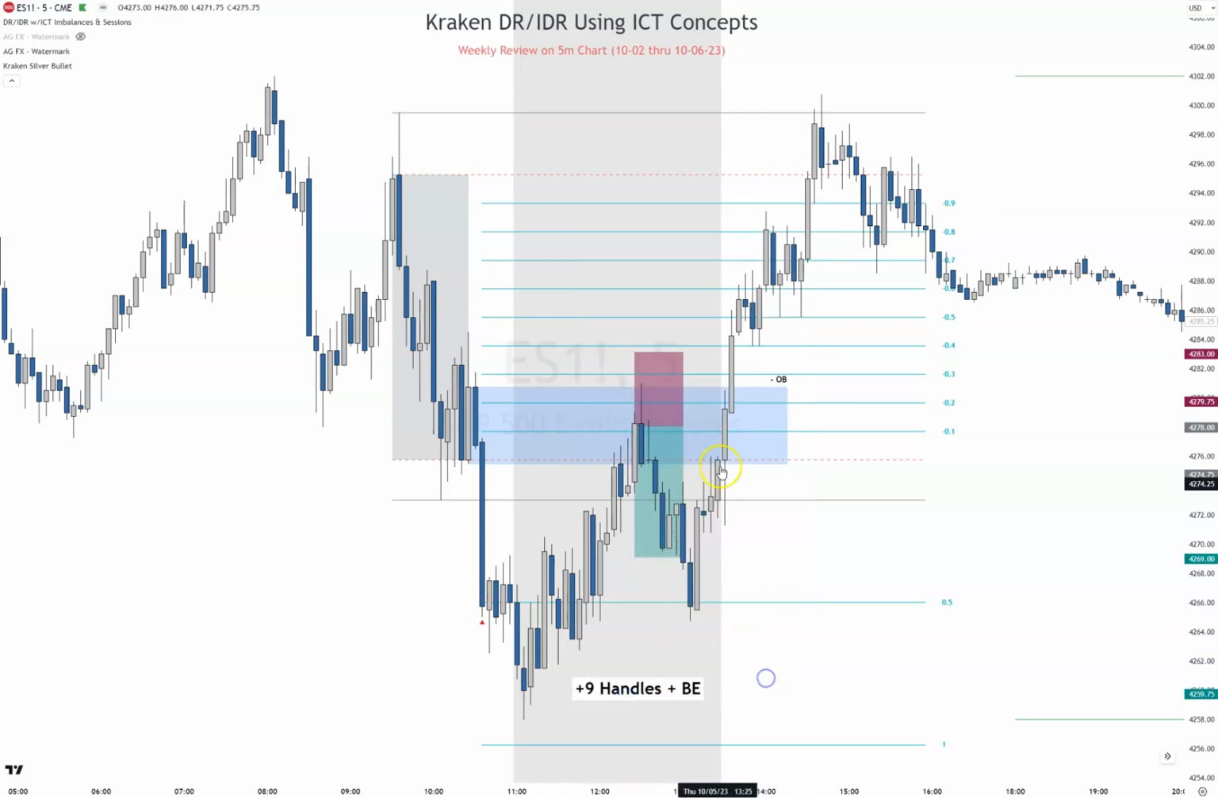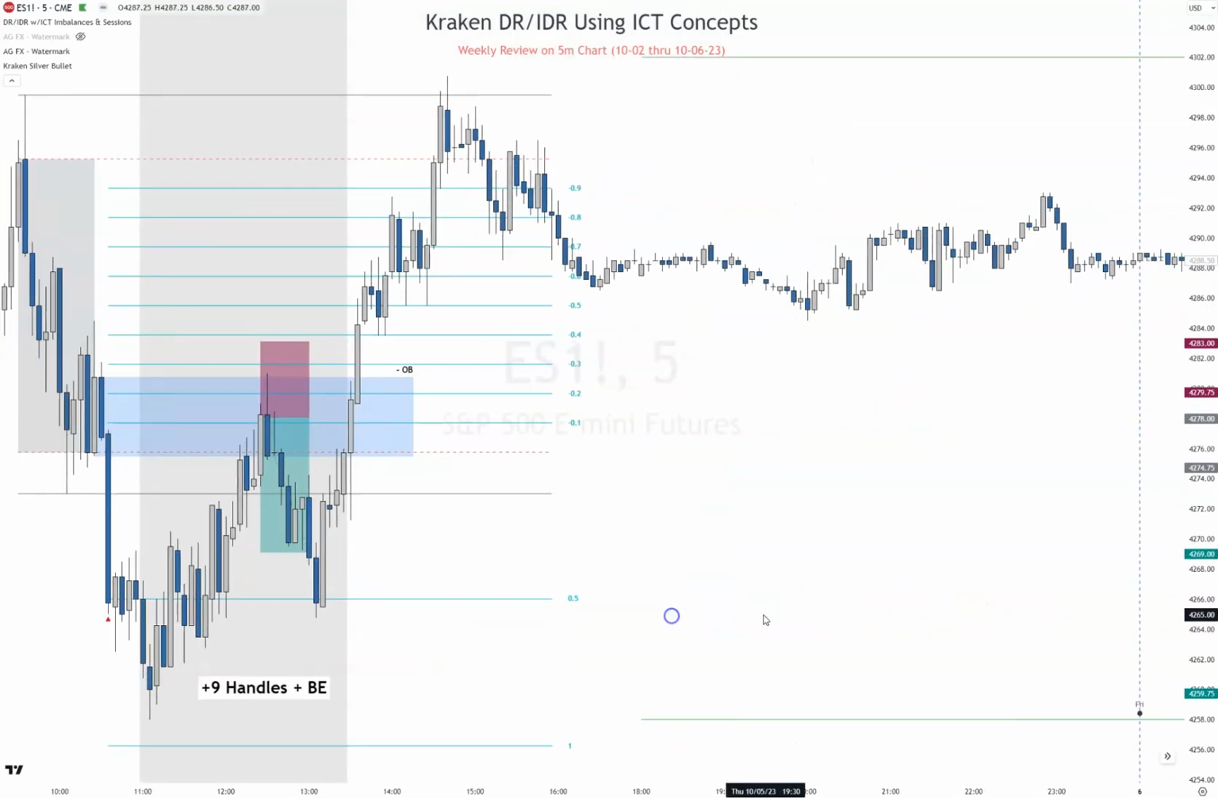So there you go. I took the trade, took our partials, moved our stop to break even. I'm sorry, at 9 handles, took our partial. Didn't get it. We were 2 handles away from our full TP. It came back up against us, took us out. That's just life. So now we're at 19 handles for the week, and that's Thursday.